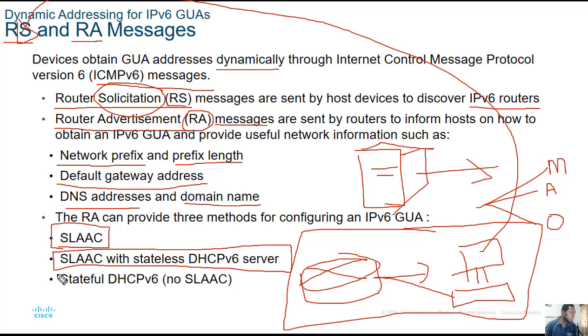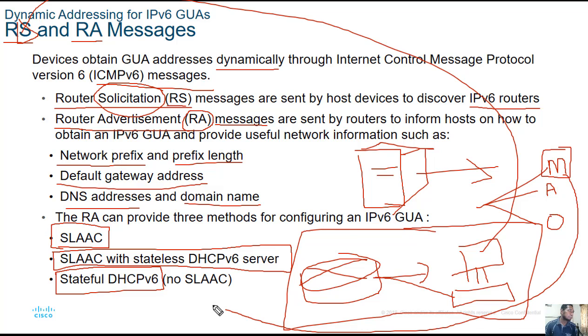I mentioned 3 flags earlier on. Now these are 3 methods. So how do we relate those flags? The M flag is pointing to stateful. The A flag, you have SLAAC only. And then you have the O flag. The O flag is pointing to SLAAC with stateless DHCP version 6. So O basically means other.